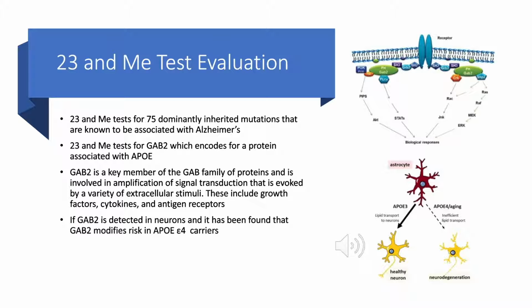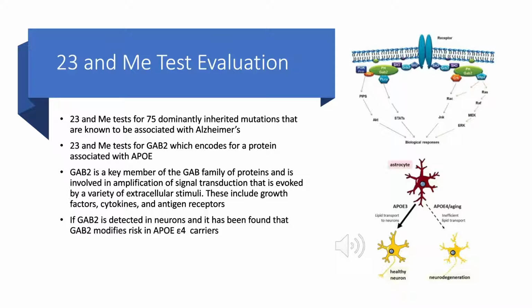23andMe tests for 75 dominantly inherited mutations that are known to be associated with Alzheimer's disease. They predominantly test for GAB2, which is heavily associated with the APOE gene. GAB2 is a key member of the GAB family of proteins and is involved in amplification of signal transduction that is evoked by a variety of extracellular stimuli. These include growth factors, cytokines, and antigen receptors.